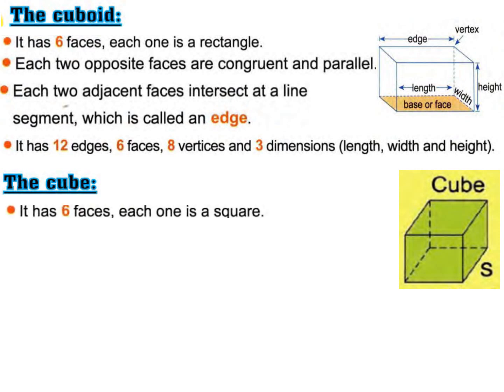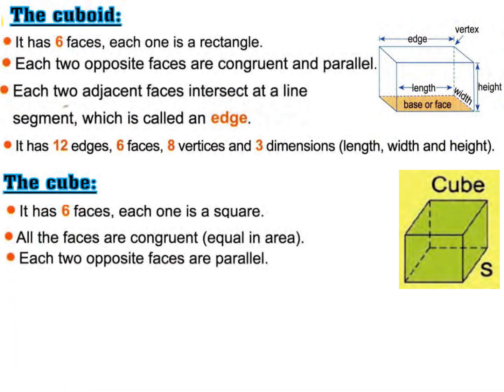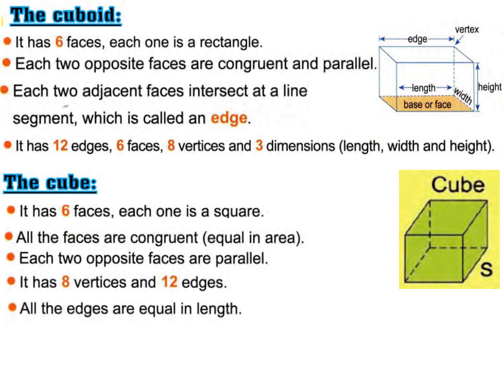Again, the cube has 6 faces, each one is a square. All faces are congruent and equal in area, okay? Because the 6 faces are congruent, this means that all sides are equal, and all the areas of these faces are equal, okay? Each two opposite faces are parallel. It has 8 vertices and 12 edges. All the edges are equal in length.